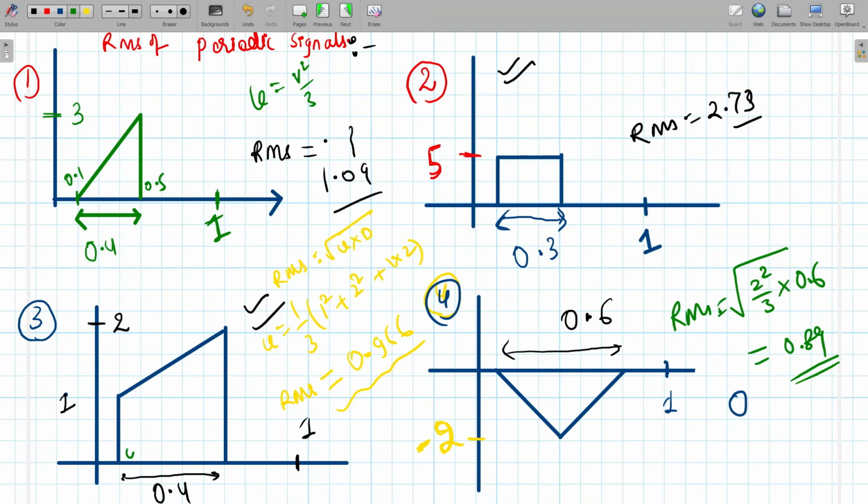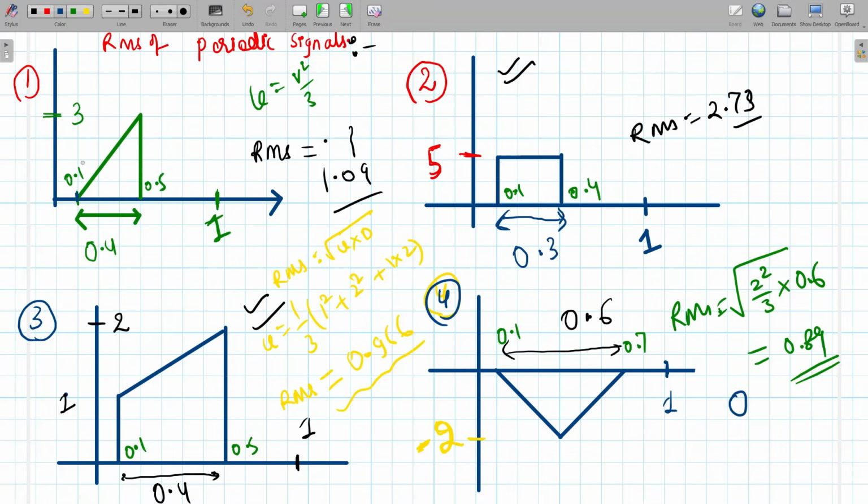Here also you can assume the same. Let's say this first instant is 0.1 and this is 0.5, so duration will be 0.4. Here you assume 0.1 and 0.4. Is it clear? Again here you can assume 0.1 and 0.7. Is it clear to all?